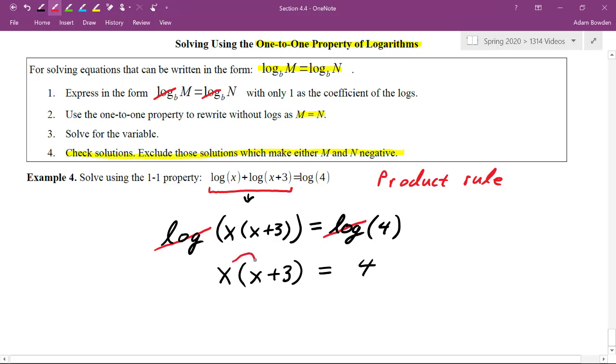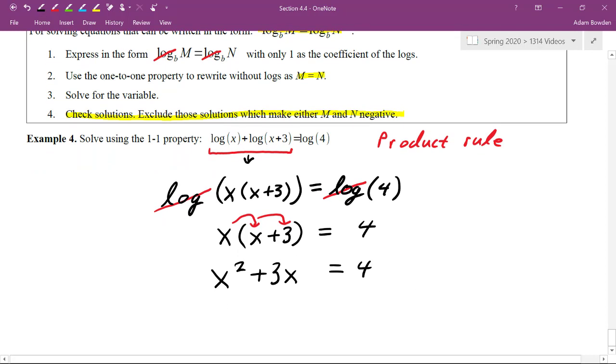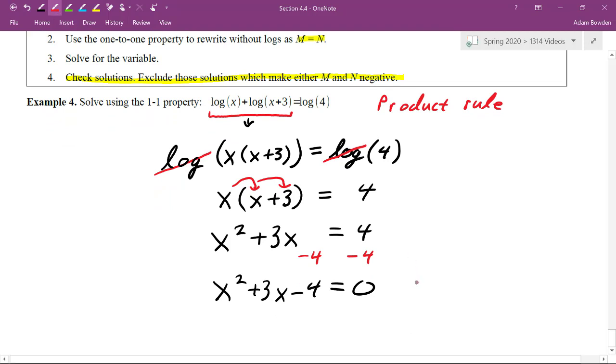So now we're down to a normal type of equation. I'll distribute the x. X squared plus 3x is equal to 4. And so now we're back to another quadratic equation. So what I'll do is move over the 4. X squared plus 3x minus 4 is equal to 0. Another situation where we'll try factoring to see if it will solve. And indeed, this will factor to be x plus 4 times x minus 1 is equal to 0.